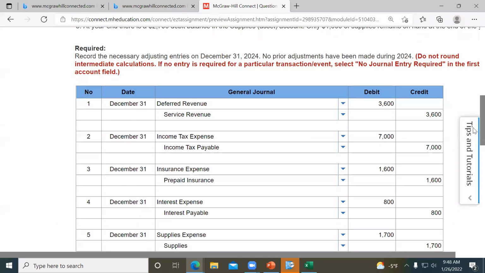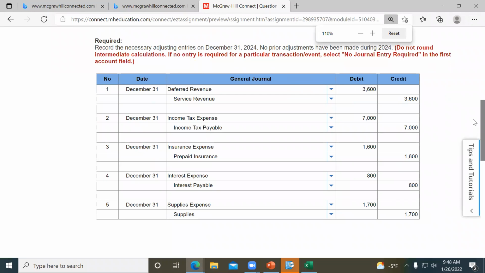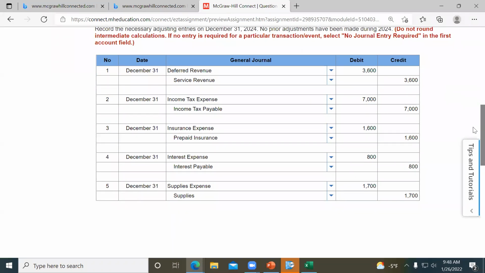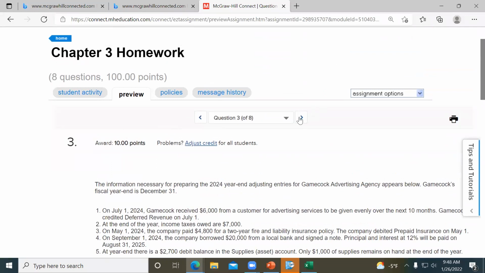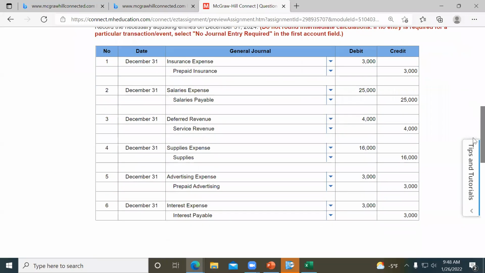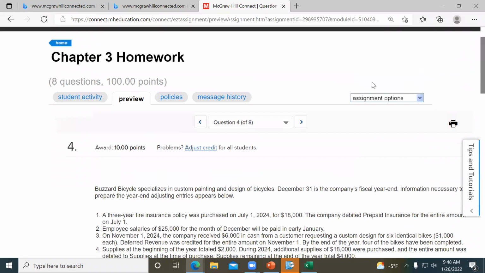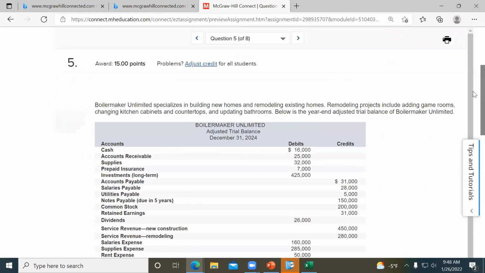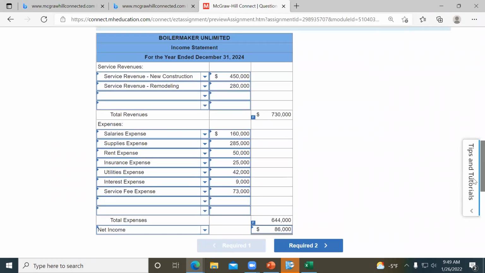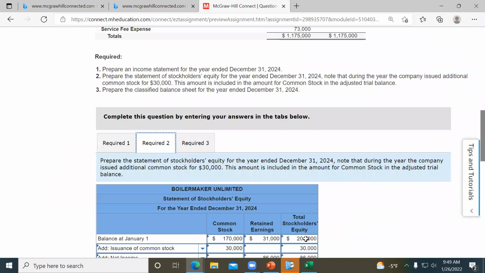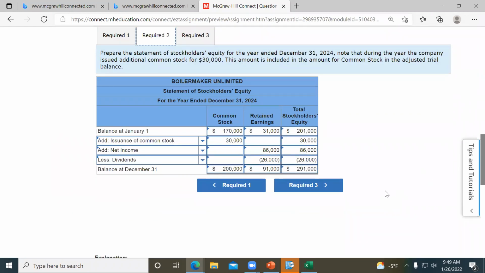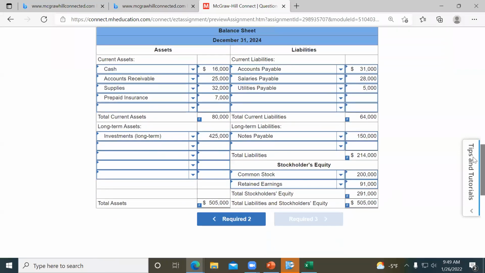We went through this one. Okay. Next one. We did not go through, but here's some help for you. Okay. Next one. Here is the income statement we completed. Here's the statement of stockholders' equity we completed. Here's the balance sheet we did not complete. Okay.